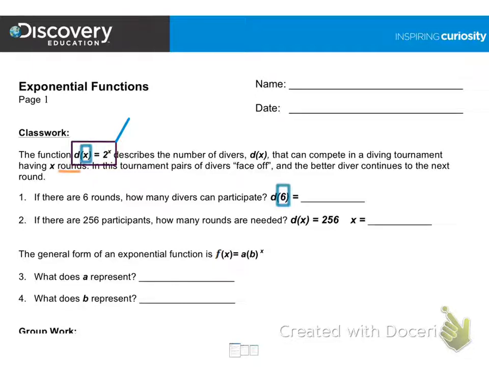So instead of writing 2 to the x, we're going to write 2 to the 6th. And when we write 2 to the 6th, it just looks like that. And that's the same as 2 times 2, which is 4, times 2, which is 8, times 2, which is 16, times 2, which is 32, times 2, which is 64. And I'm about to write that out.